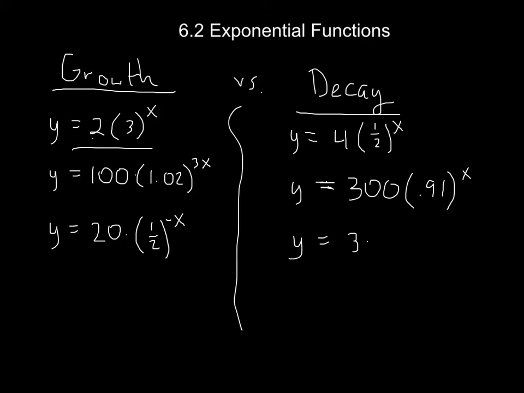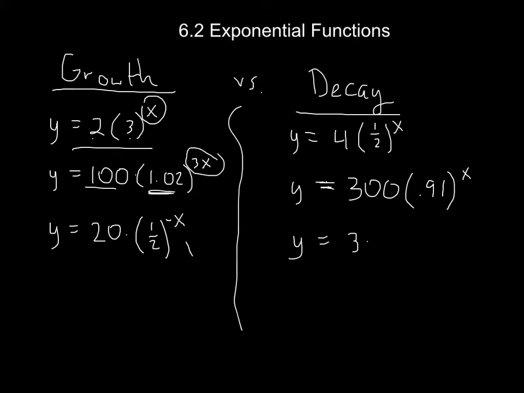Initial population, initial value, whatever you want to call it, and then your base, which is greater than 1. And let's take a look at the exponent as well. It's just x. So the second one here, we have an initial population of 100, and then our base is 1.02, so it's greater than 1, and again our exponent.